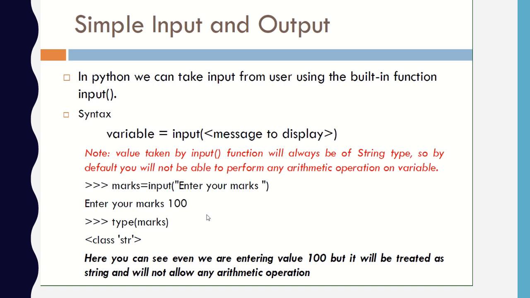I will type 100. Then I will write one more command, type marks. It will give me the input as a string, that is, my data is being entered in string form. Even though we are entering the value 100, it will be treated as a string and will not allow any arithmetic operation, because we are entering a string value.